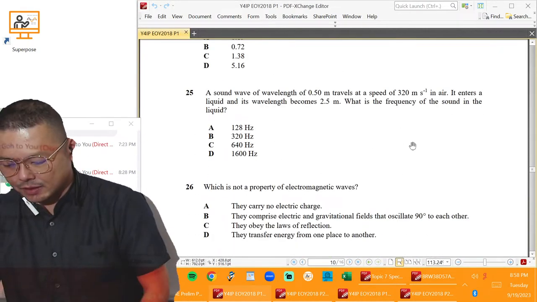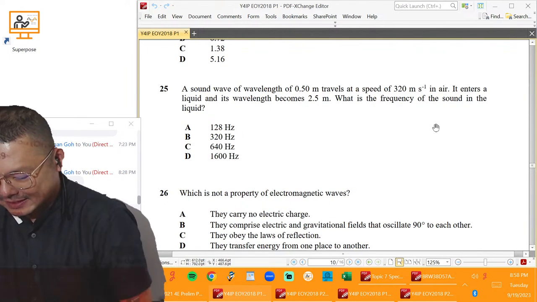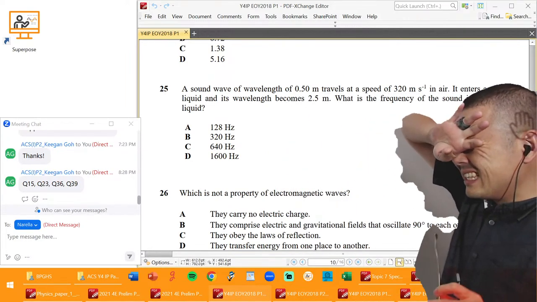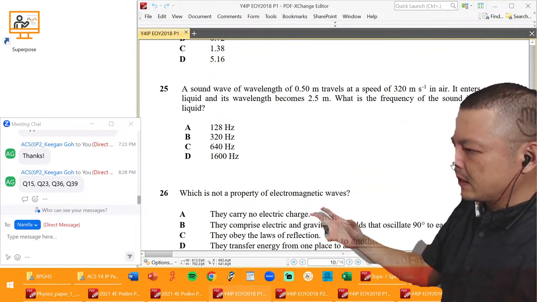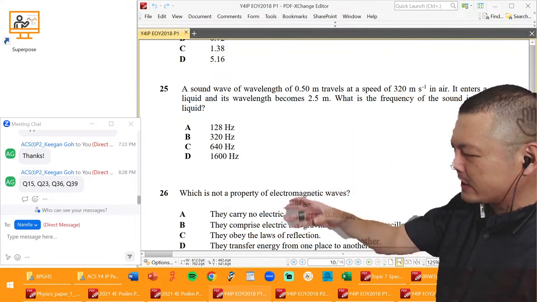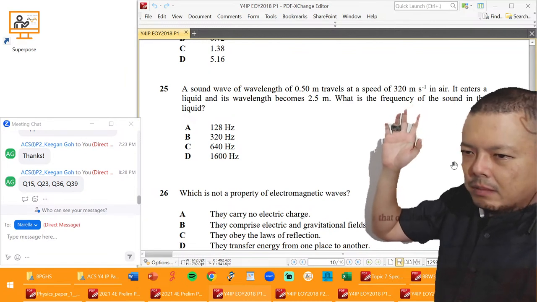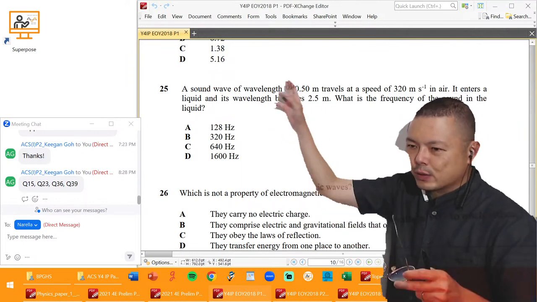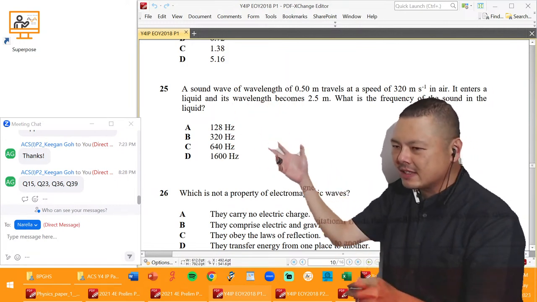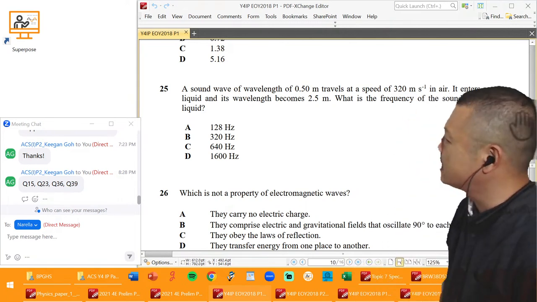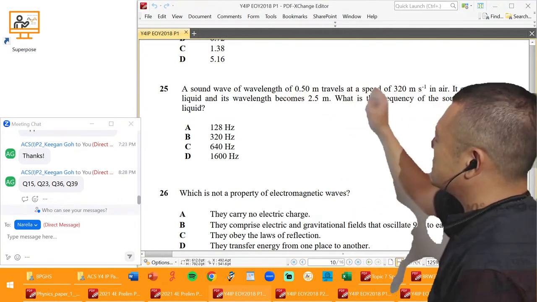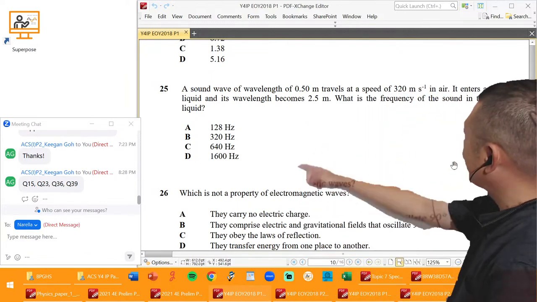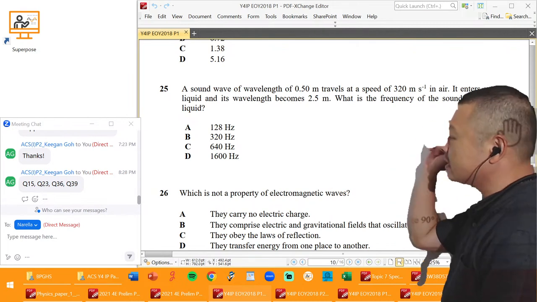Okay, next one. 25. You sure you want to ask this question? Alright. What's the number one rule you need to remember for wave refraction? I know slower, shorter, shallow water, but that's for water waves. What's the number one thing you should remember? Frequency stays the same. So if the frequency of the sound wave outside is a certain value, the frequency of the sound wave inside will still be the same. The sound wave travels at the speed of air, it enters the liquid and the wavelength changes. What's the frequency of sound in the liquid? The same as it was in the air. Whatever frequency you calculate in air is the same in the liquid. It won't change.